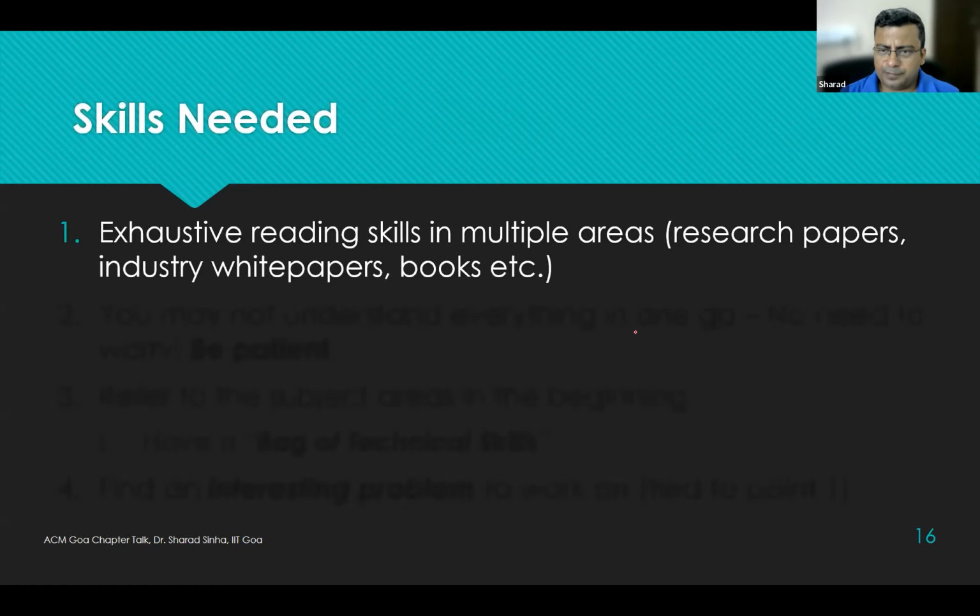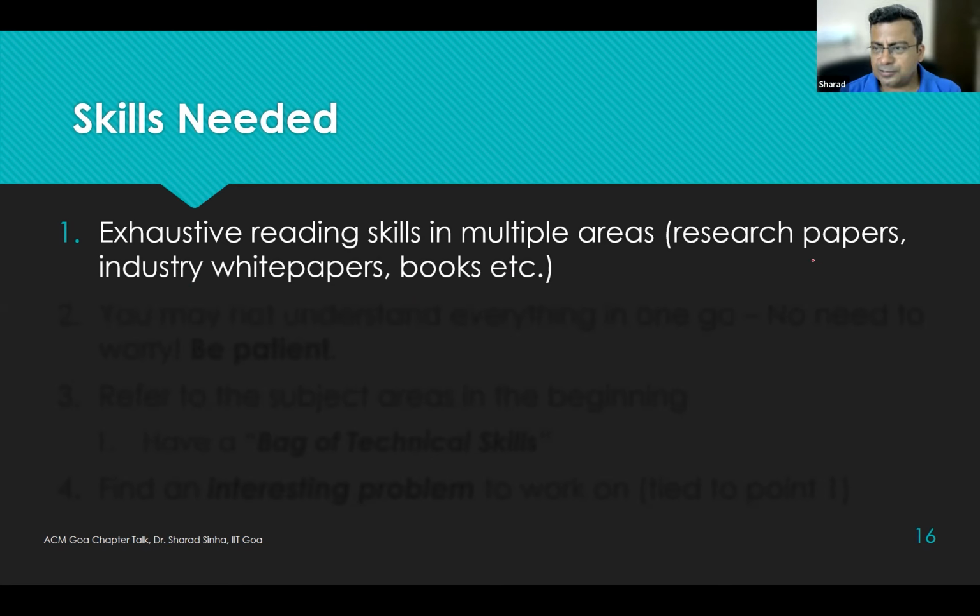So the first skill that is needed is you should be very comfortable doing exhaustive reading. Okay, exhaustive reading is very important. And when I say reading, I mean research papers published in conferences or journals, industry-wide papers published by companies or industry consortium, books. Then there are user guides and manuals published by companies.